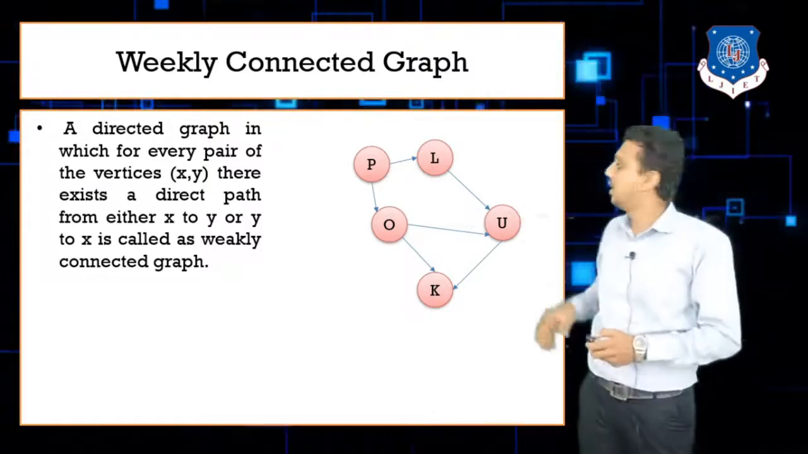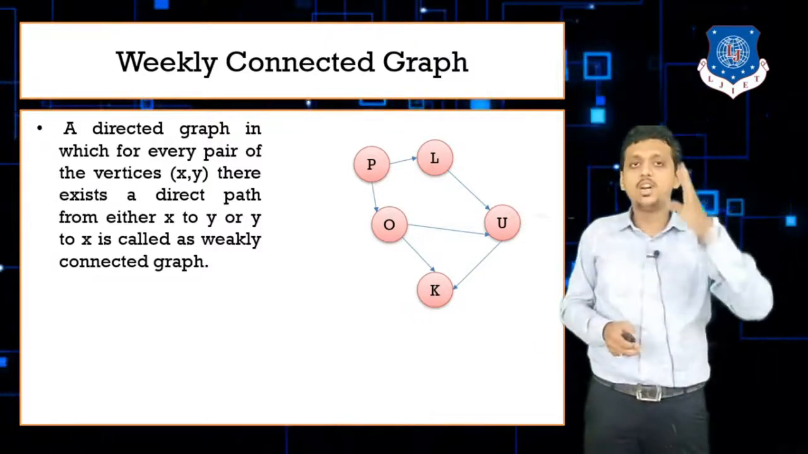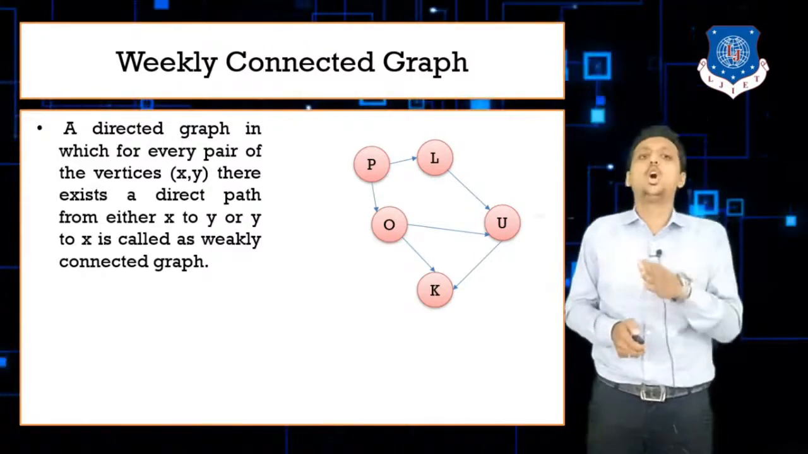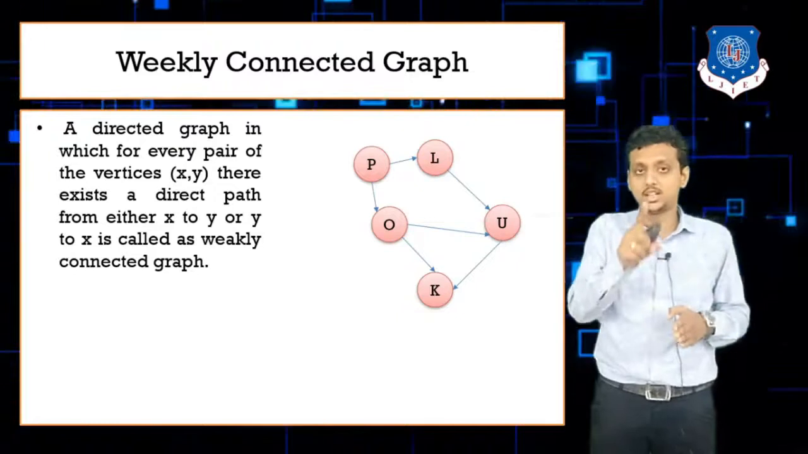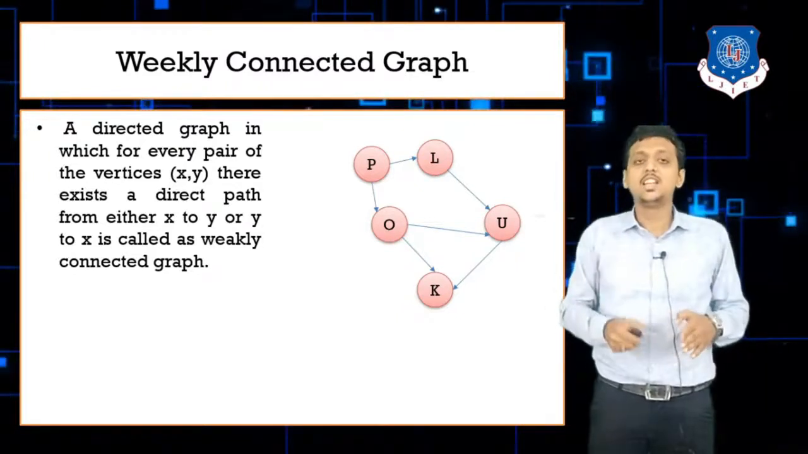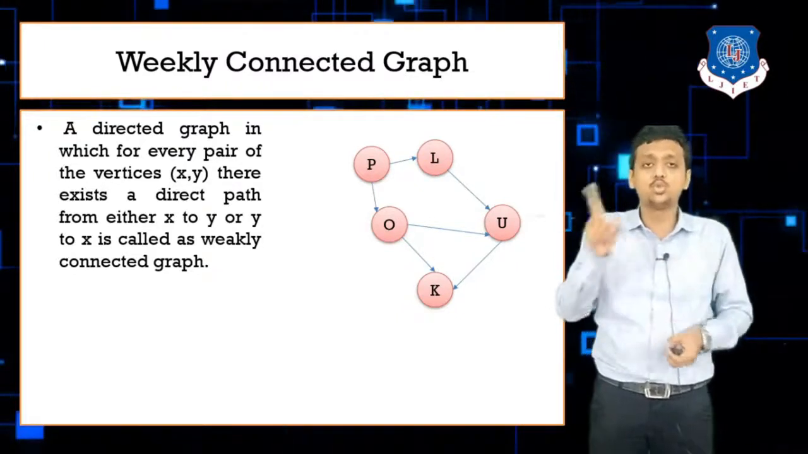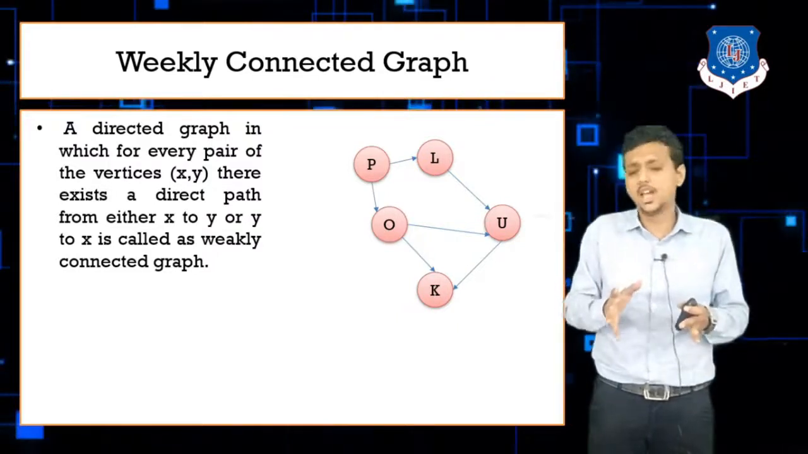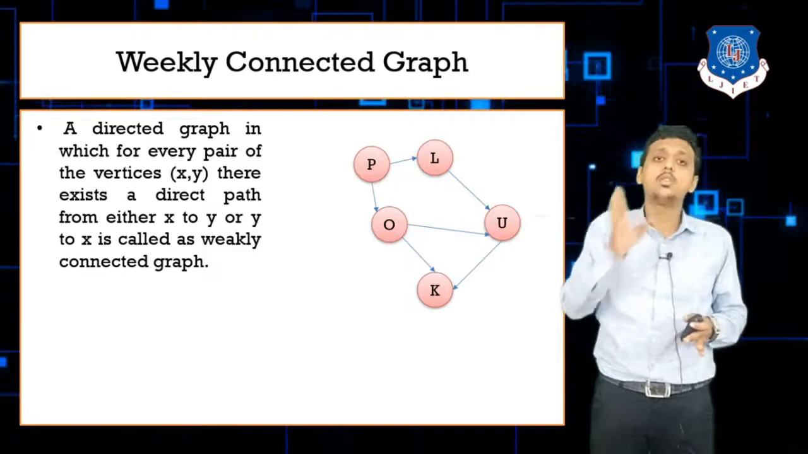So here, a weakly connected graph means a directed graph where you will get a path from X to Y or Y to X. See, in a strongly connected graph we have X to Y and Y to X. In a weakly connected graph we have X to Y or Y to X.